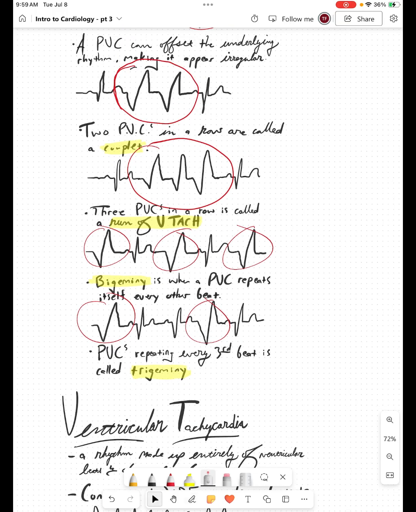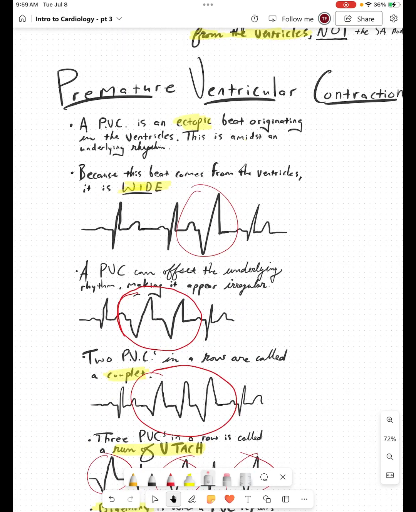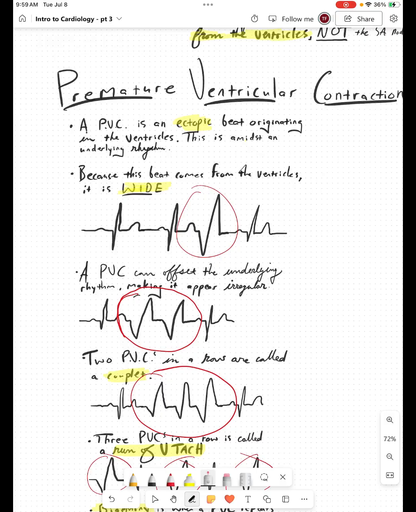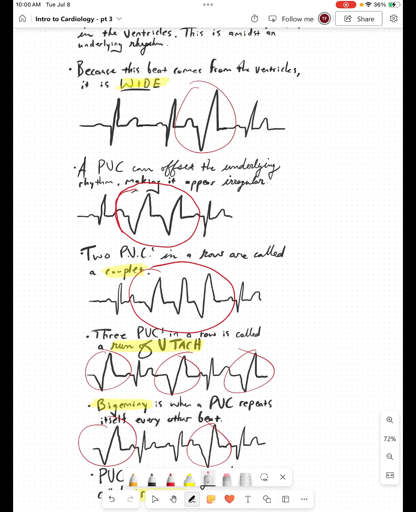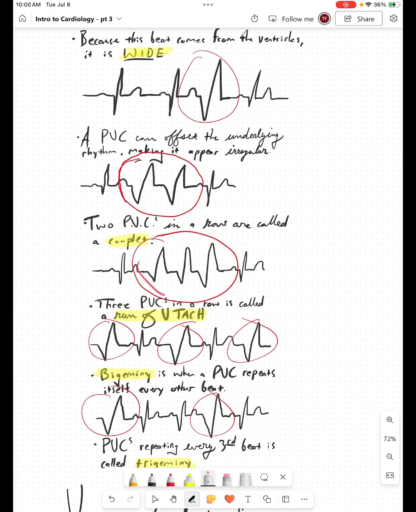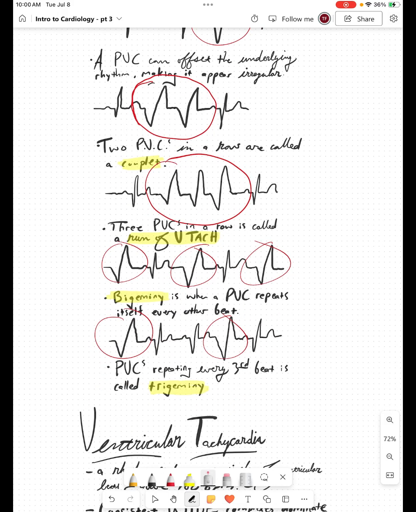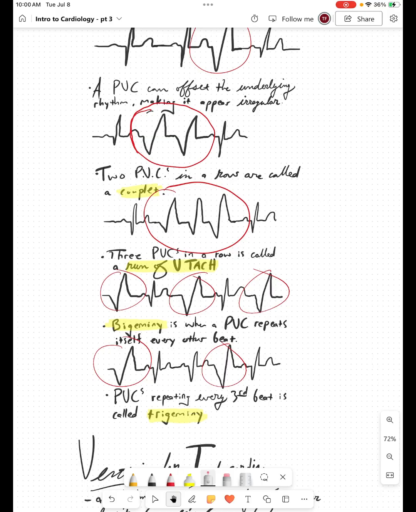In short, let's review. PVCs are going to be wide ectopic beats. Ectopic just means that it is originating outside the underlying rhythm. It's going to be a rogue beat doing its own thing. So it's an ectopic beat that is wide amidst an underlying rhythm. And again, we have couplets, and runs of VTach, which is going to be 3 in a row. Bigeminy, trigeminy. You could even do quadgeminy if you really wanted to. That's just describing the pattern.